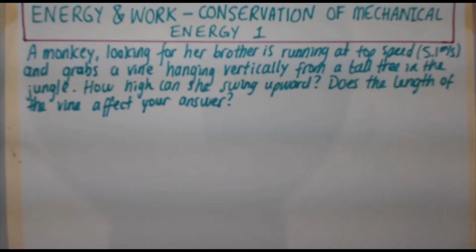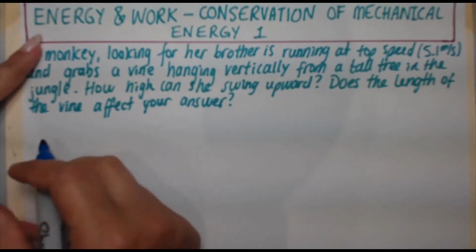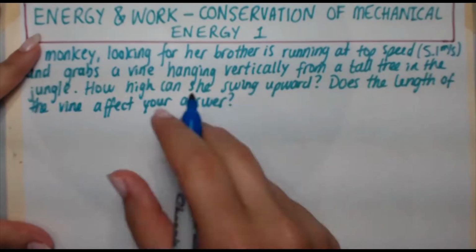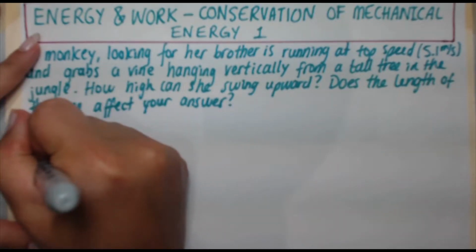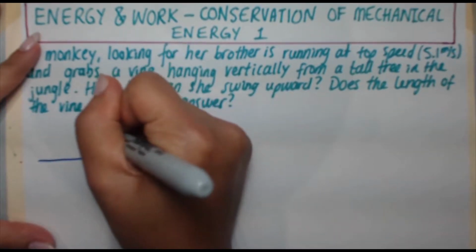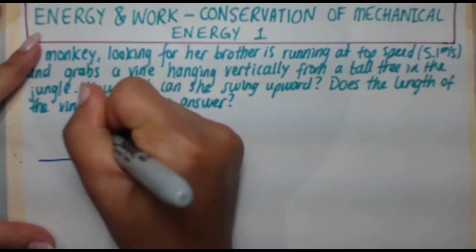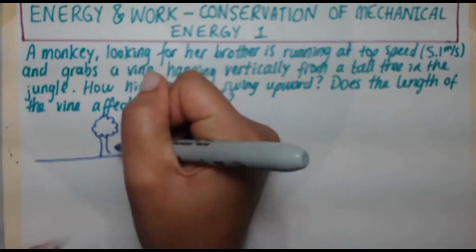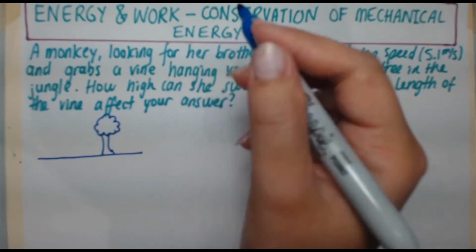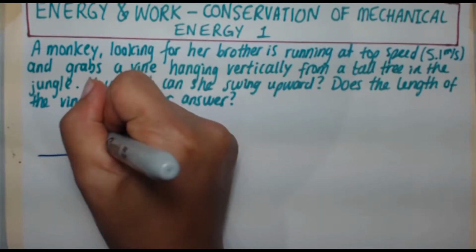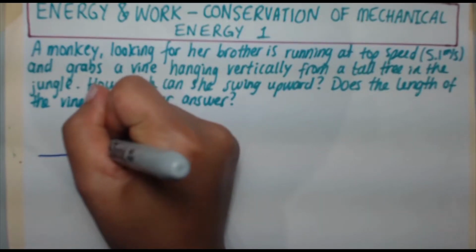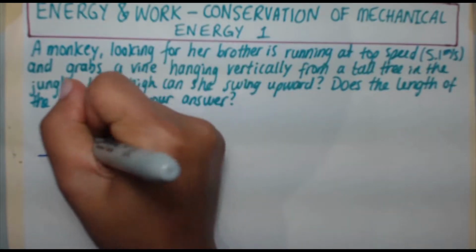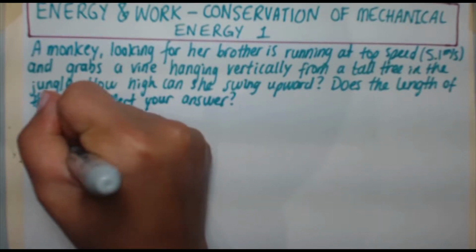Okay, so first things first, let's draw a picture. We've got someone running in the jungle looking to jump on this vine hanging vertically from a tree. So here's my ground, here's my tree, and you don't have to be an artist in physics. In fact, it's usually better if you draw something really simple. Here's the vine hanging from the tree, and here's the person or the monkey running.